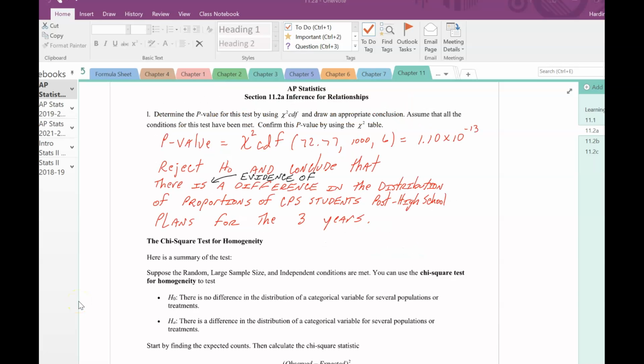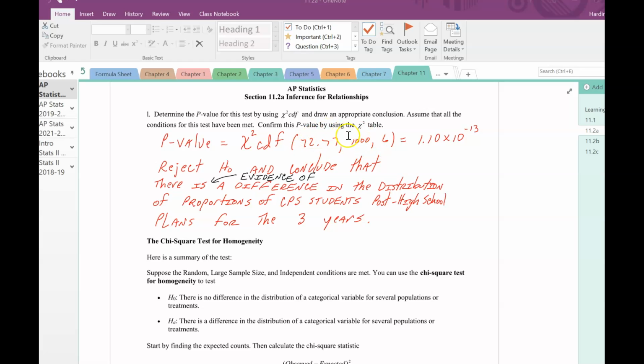Okay, then moving on with the test, scroll to the next page. And for any test that we're doing, we need a p-value to draw a conclusion about our samples. So to determine the p-value, you're going to go to your calculator and you're going to go to the distribution and you're going to select the chi-squared CDF.